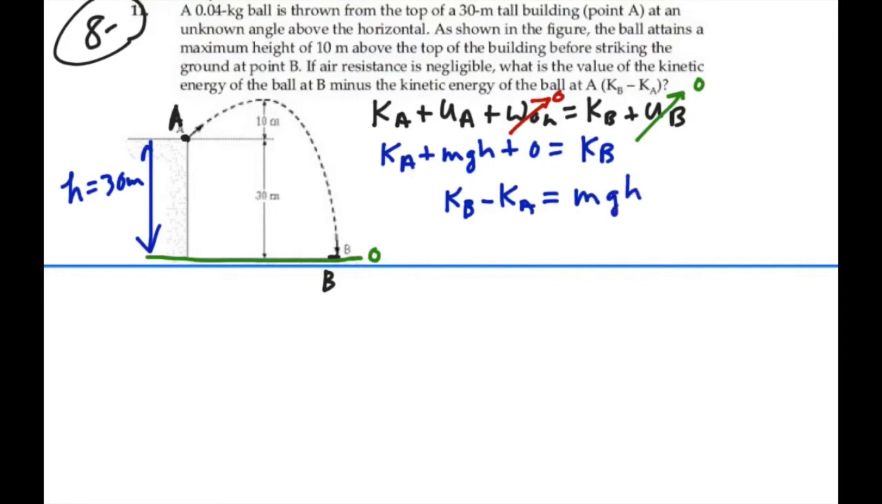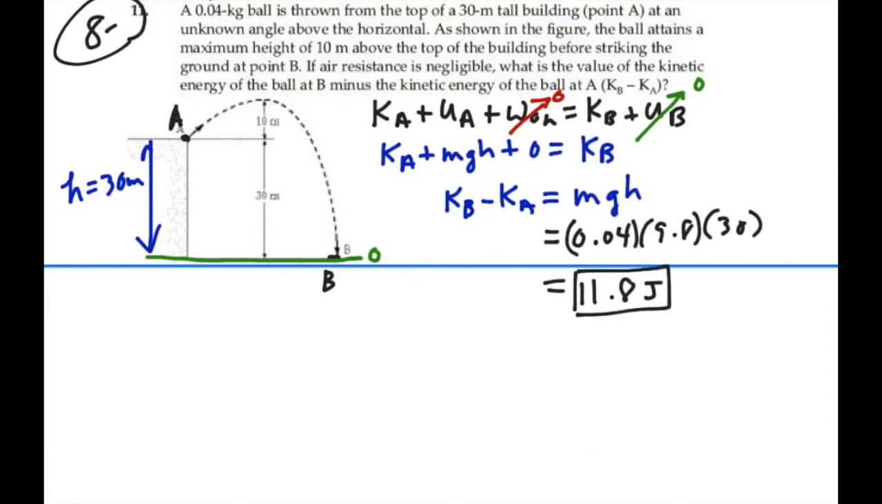As simple as that. If I put in the numbers here, we have the mass, which is 0.04 kilograms. We have g, which is 9.8, and we have h, which is 30 meters. So this is an energy of 0.04 times 9.8 times 30, 11.76, we'll say 11.8 joules. So the difference in kinetic energy between B and A is 11.8 joules.